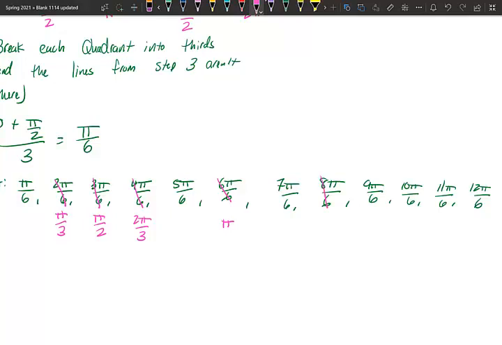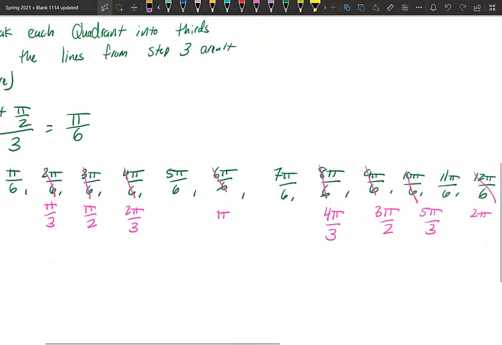8 pi over 6 is just 4 pi over 3. 9 pi over 6 is 3 pi over 2. 10 pi over 6 is 5 pi over 3. 11 pi over 6 we leave, and then 12 pi over 6 is 2 pi. Alright, so we simplified everything.